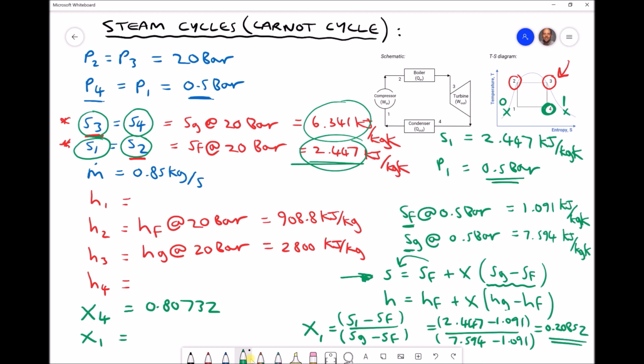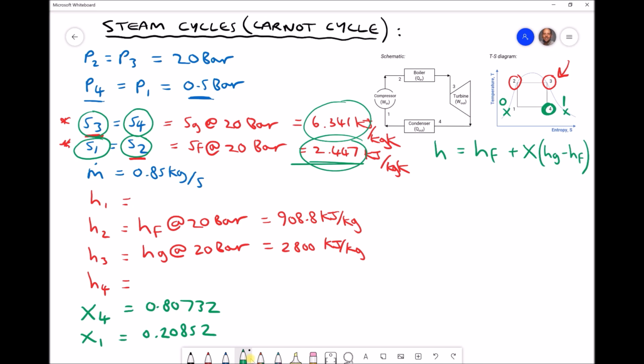Now once again, I'm going to make a note of that on our left hand side. So we have 0.20852. The equation that we're going to use to find our enthalpies is this equation here. I'm going to rewrite it so that we can work through these calculations, but the enthalpy at position 4 will be the enthalpy of the wet saturated vapour plus the dryness fraction multiplied by the difference between the enthalpy of the dry saturated vapour and the wet saturated vapour.